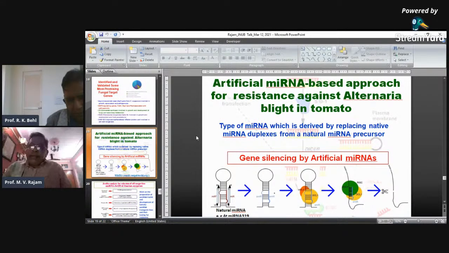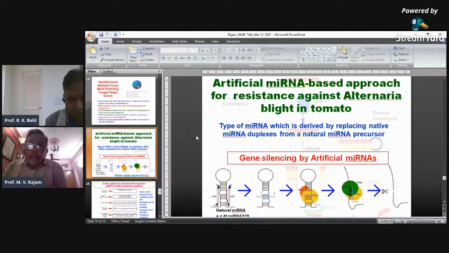And then there's hardly any work, to the best of my knowledge. There's only one publication where somebody has used artificial microRNA for the control of some other fungus. And here we wanted to explore the artificial microRNA based approach for development of tomato resistance against Alternaria, which is also a very important disease in tomato. What are artificial microRNAs?